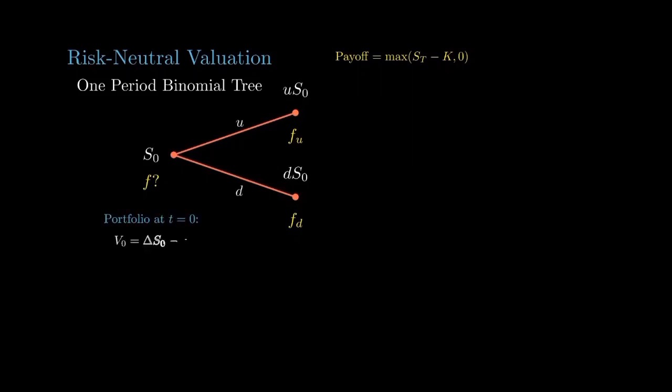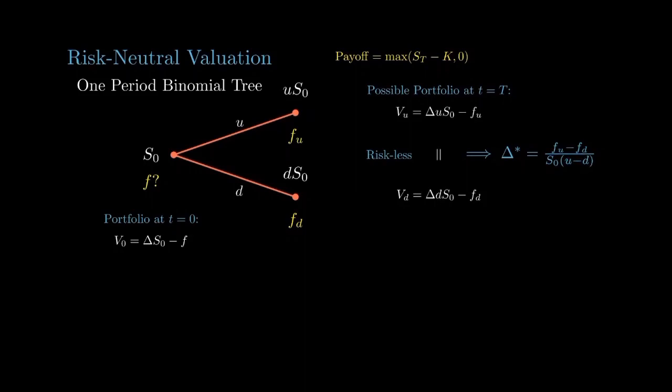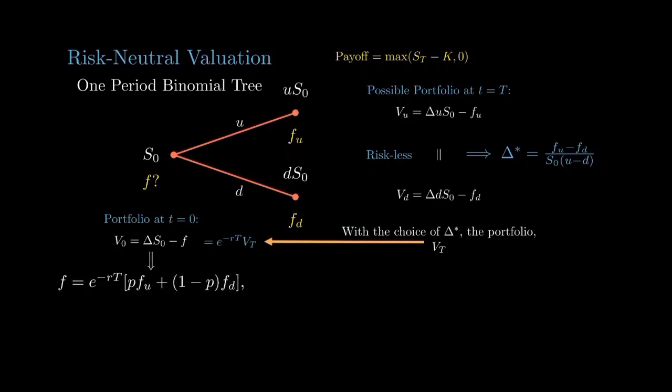At the expiration, the possible portfolio value will be VU or VD. The portfolio is riskless if the value is the same regardless of uncertainty, giving us the delta. With the calculated delta, we get the final riskless portfolio denoted by VT. With the arbitrage-free assumption, today's portfolio value should be the final portfolio value multiplied by the discount factor, which is e to the power of minus r times T multiplied by VT. Thus, equating this with the initial portfolio, we obtain the premium of the option.